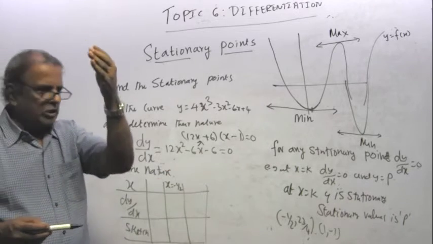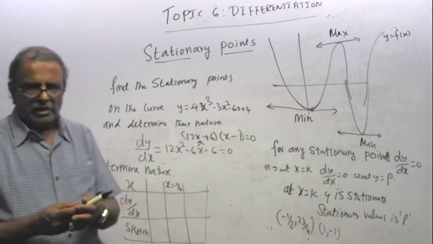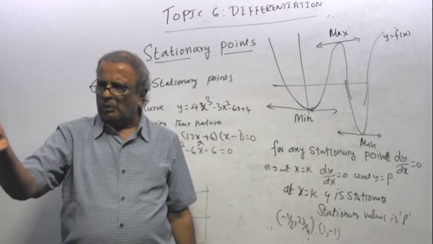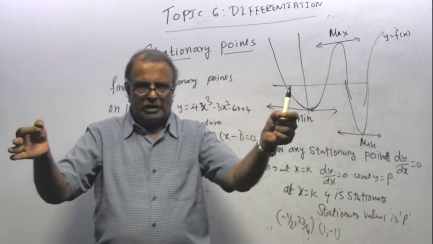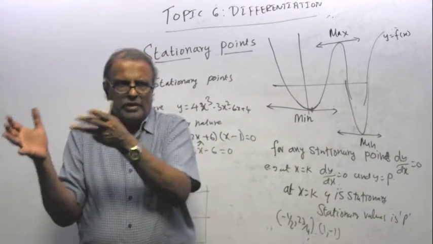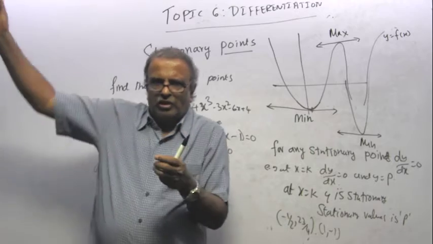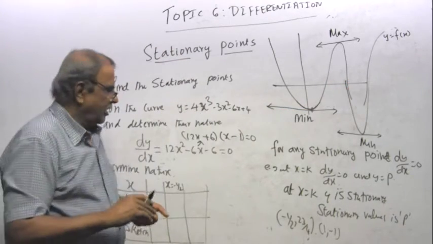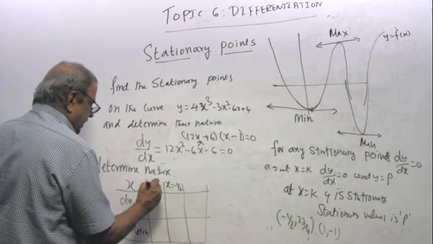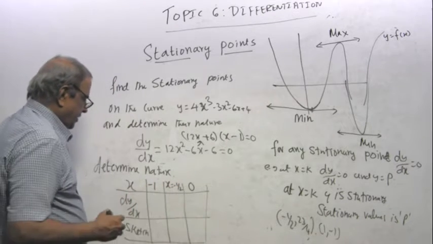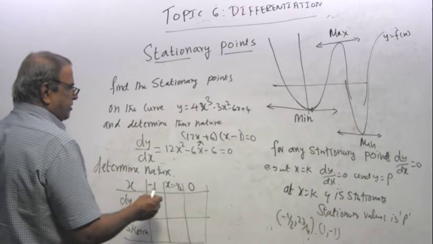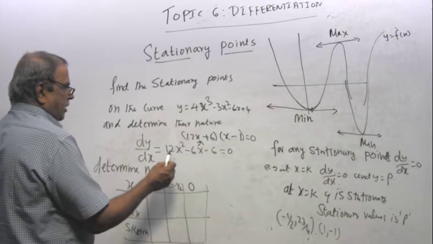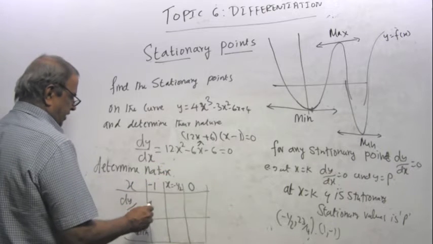Please don't blindly add 1 or 2 because in this case it works. What if one stationary point is 1.1, another one was 1.5? When you want to take values close, don't start with minus 240 and plus 271. Take close values. So very close to minus half is minus 1 and 0. When x is minus 1, what is dy by dx? 12 plus 6, 18 minus 6.